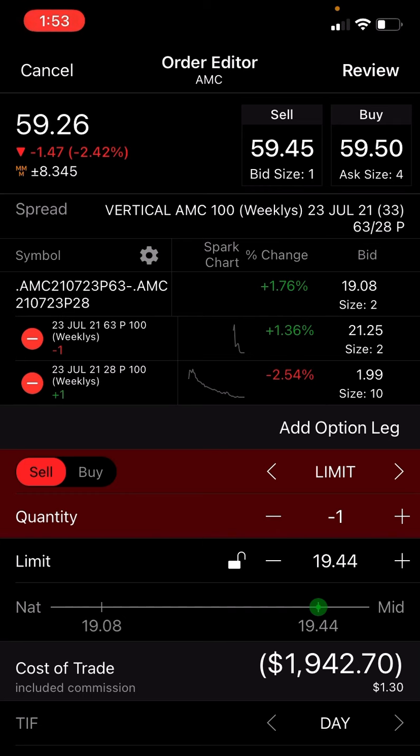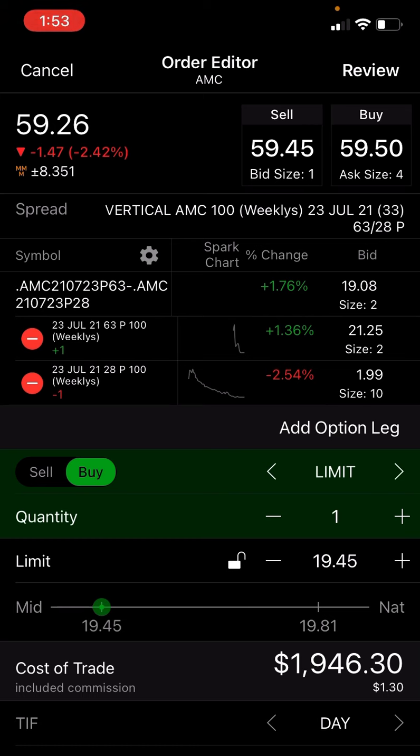Also, if I already have this position open, this can also be me closing the position. So if I go right now, right? Remember, that vertical spread that I had, all right? If I go and I buy this vertical spread, that will close out the original vertical put spread I had.